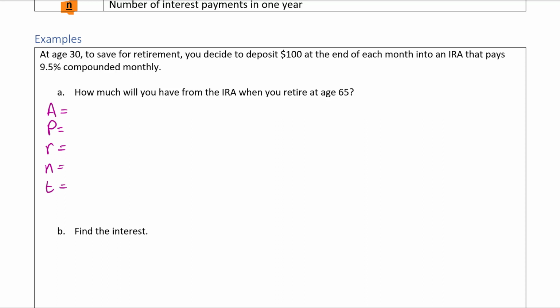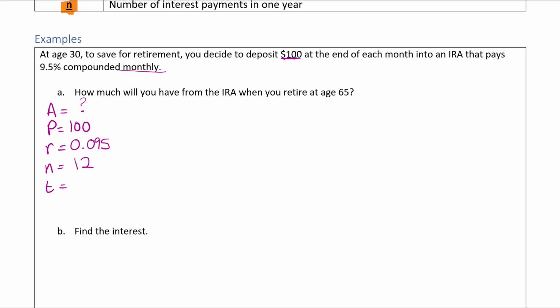So we know that we are depositing $100. That is going to be the P, the periodic payments that you're going to be putting in. The rate is going to be 9.5%, so that's 0.095. It looks like it's compounded monthly, so N is 12. How much will we have? I don't know, so we're trying to find A.